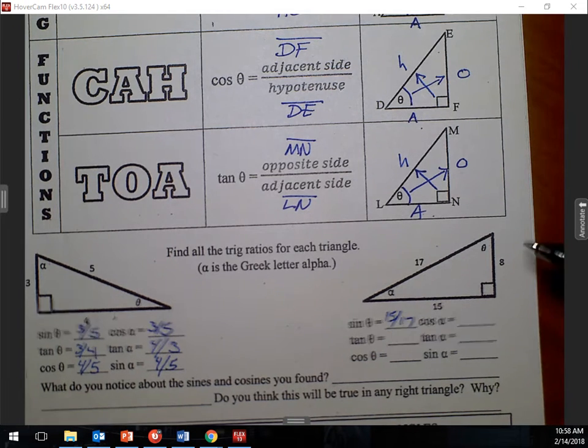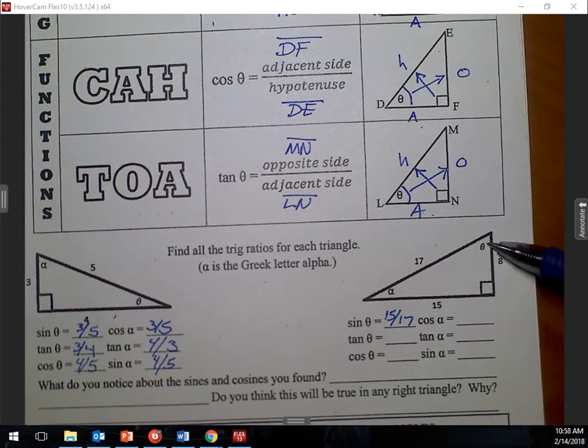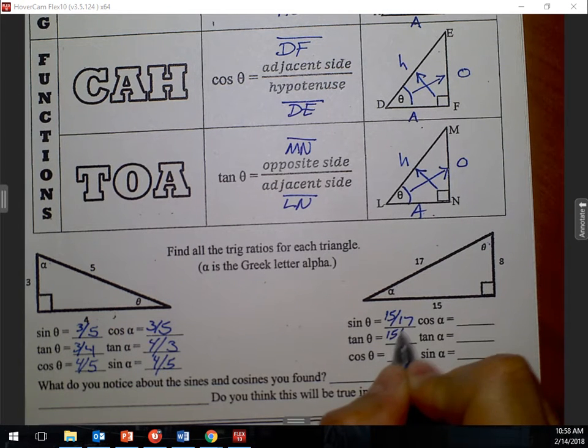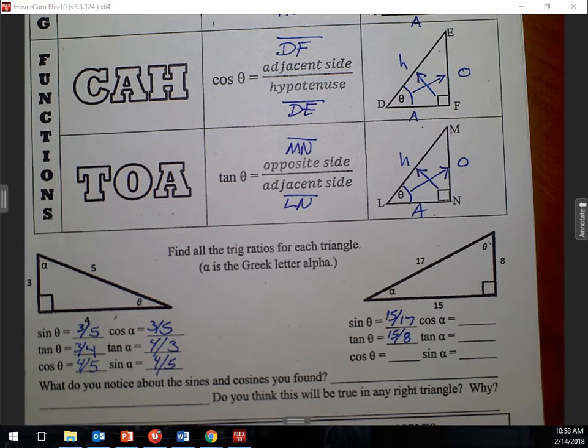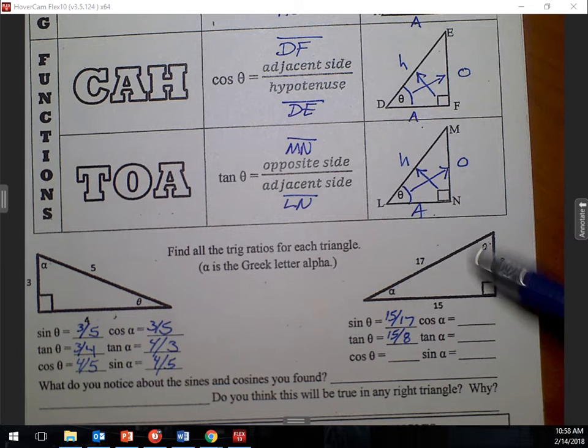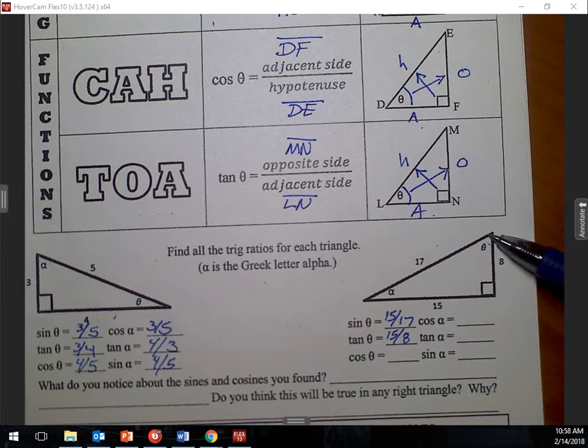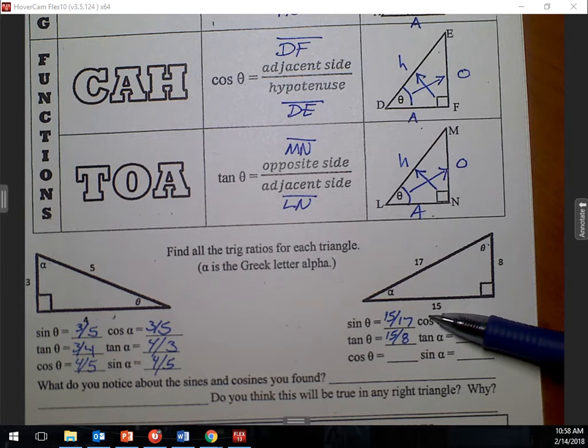Tangent of theta. Tangent is opposite over adjacent. 15 over 8. Very good. Can it be opposite too? Maybe 8 over 15? No, it cannot, because if this is theta right here, opposite is only this way. You only have one opposite.